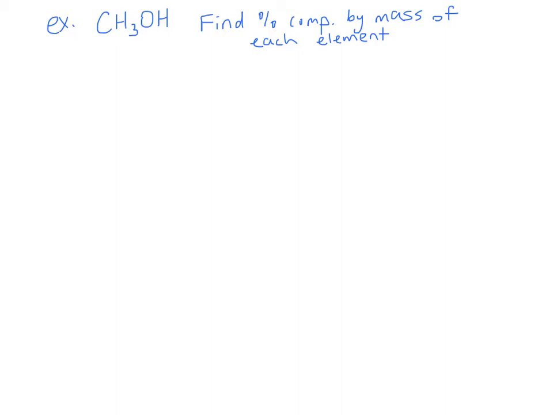So class, now I have 3 example problems. Here is the first one for you. You have CH3OH, which is methanol, and you are going to find the percent composition by mass of each element. So what percent is carbon, what percent is hydrogen, and what percent is oxygen. So pause the video now and work on that, and then I will show you the answers. Okay, pause now.